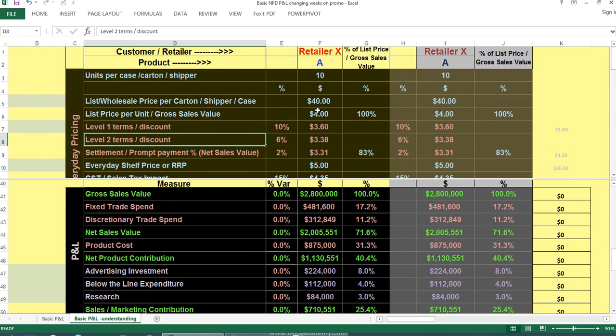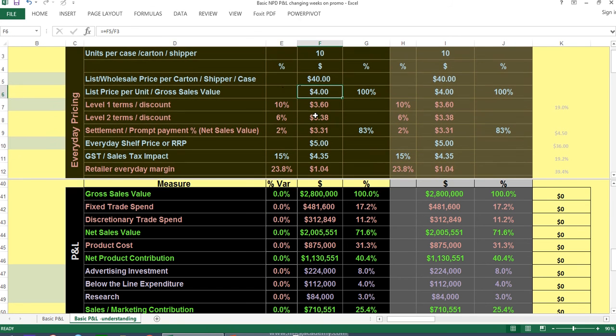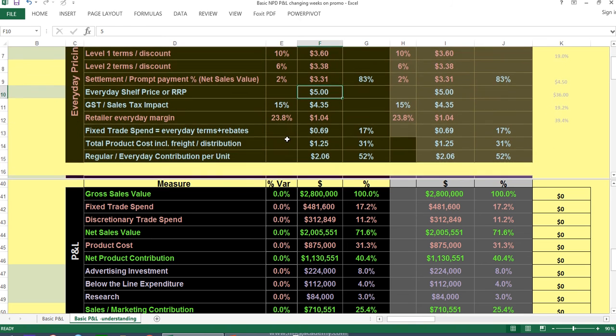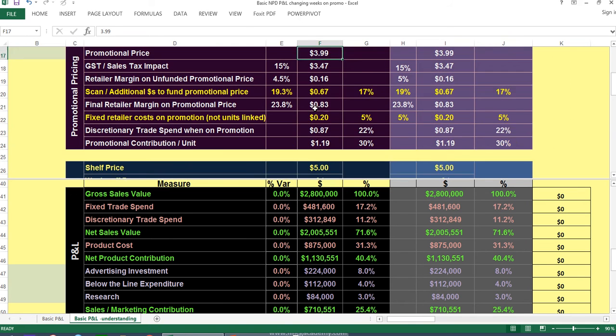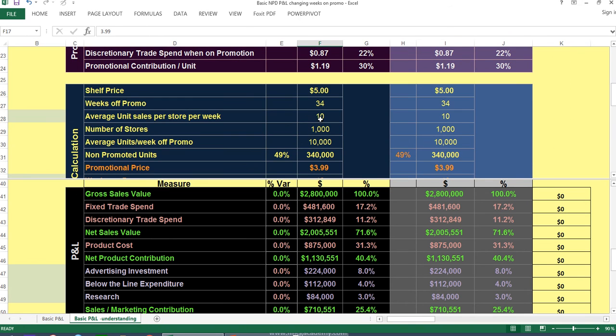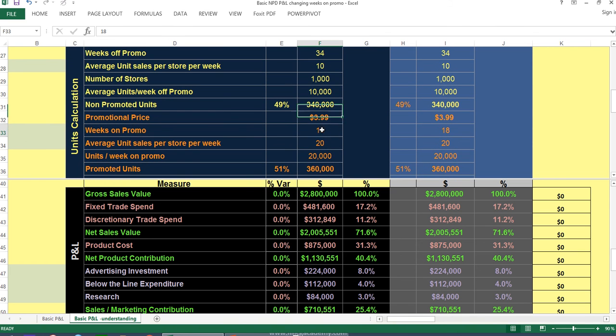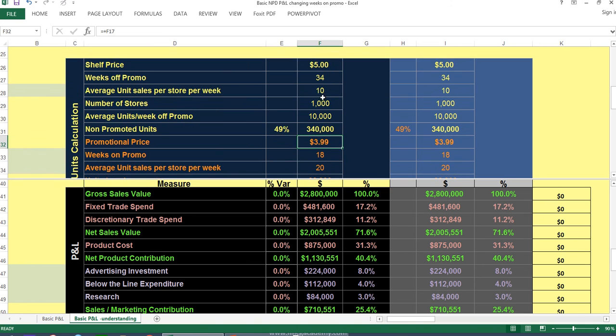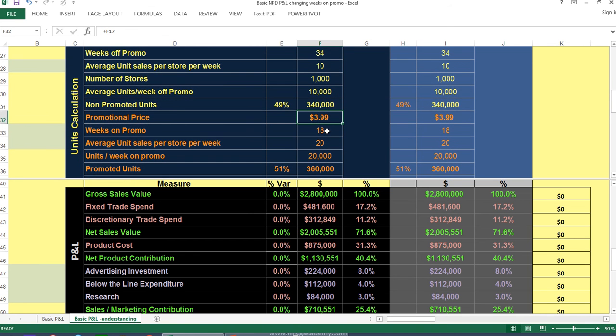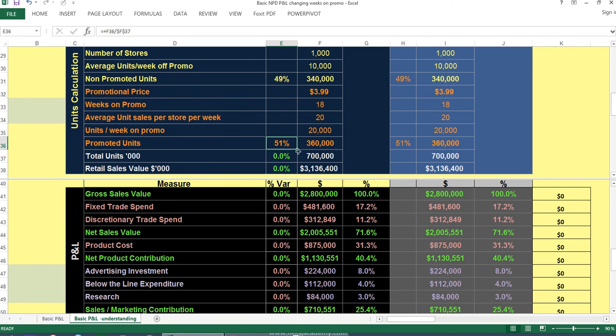Essentially what we have now is we've come back to the standard P&L, with a $5 shelf price of the product and $3.99 you're promoting at. We originally submitted to the retailer that we're going to promote this 18 weeks of the year, at $3.99 down from $5, and we are going to achieve 20 units per store per week in terms of sales, giving us about 51% in terms of units on promotion.